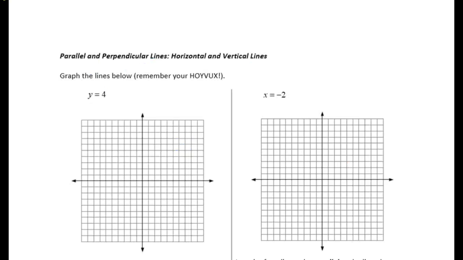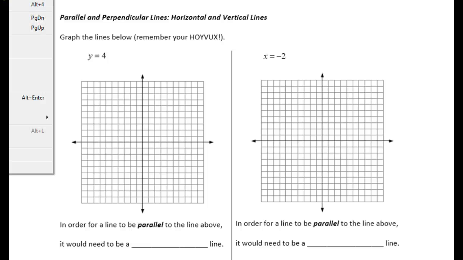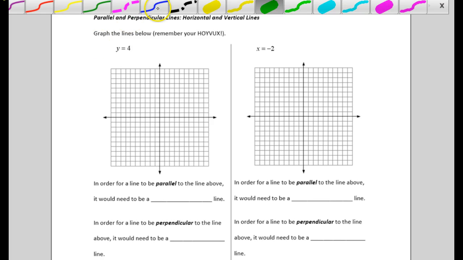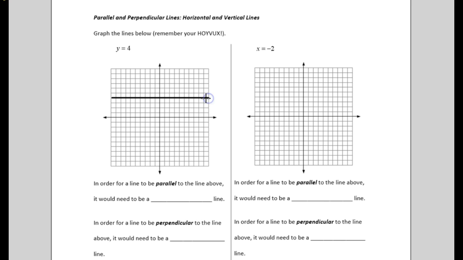Okay? Now let's take a look at these unusual lines. So these are kind of like the Hoivux lines. Once again, that shortcut's going to help you. So if I graph this, y equals 4. Remember, y is a hoi, horizontal. 1, 2, 3, 4. So that's the line.